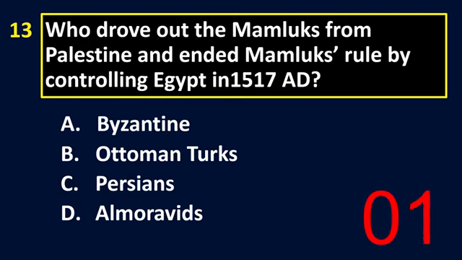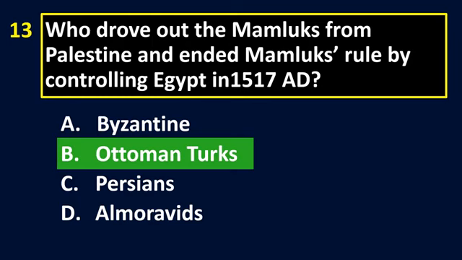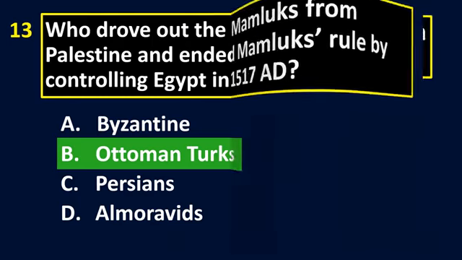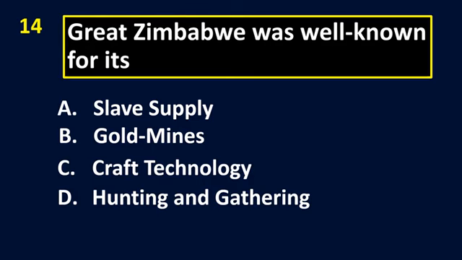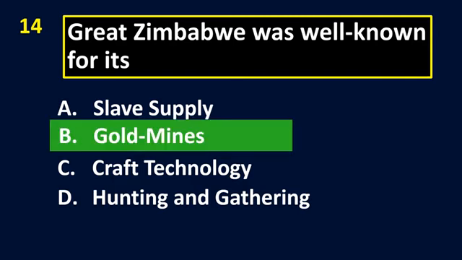14. Great Zimbabwe was well known for its A. Slave supply. B. Gold mines. C. Craft technology. D. Hunting and gathering. The answer is B. Gold mines.